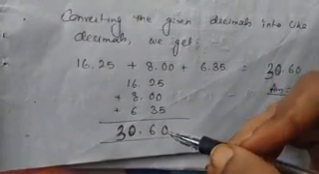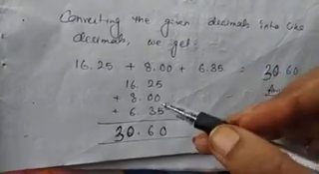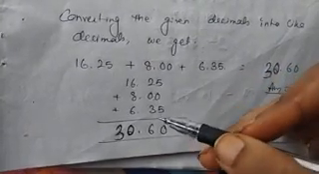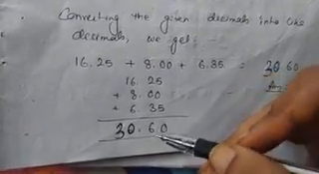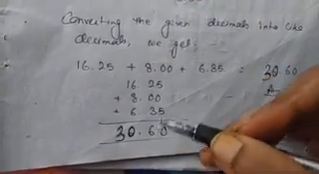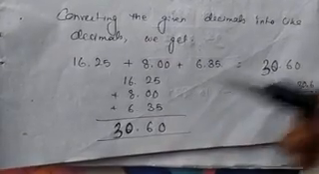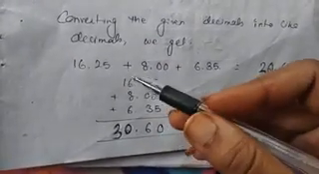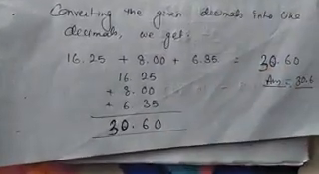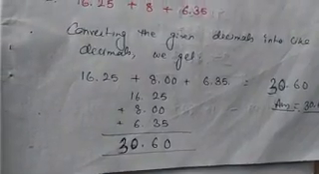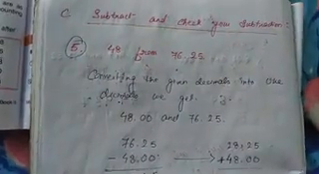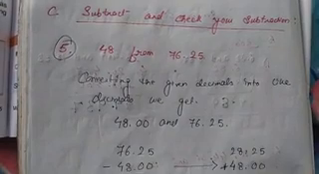5 plus 5 is 10. Carry 1. 2 plus 0 plus 3 plus 1 is 6. Then 6 plus 8 plus 6 is 20, carry 2, 2 plus 1, 3. So the number is 30.60.